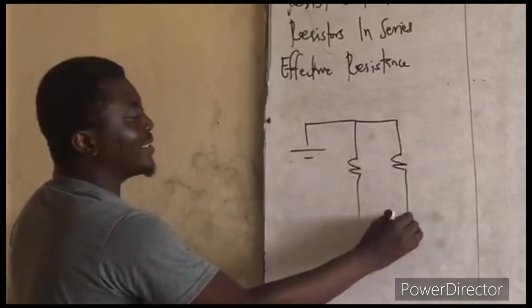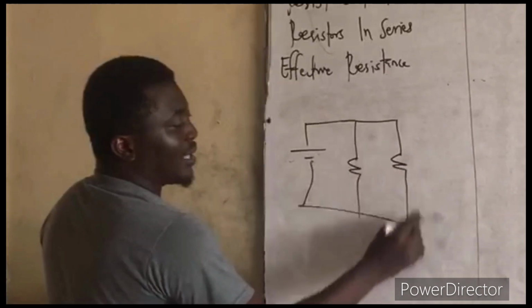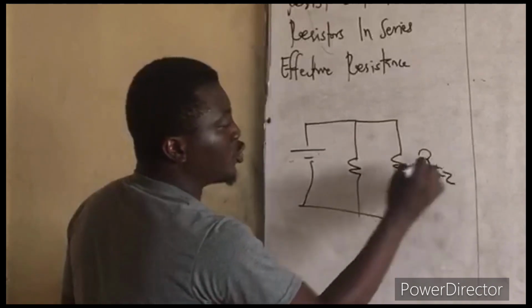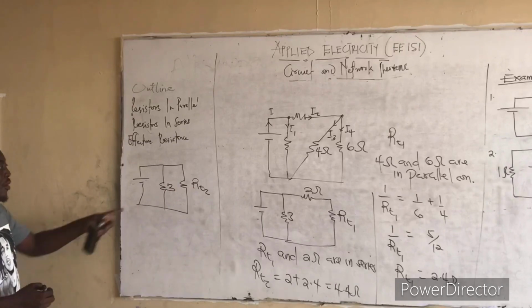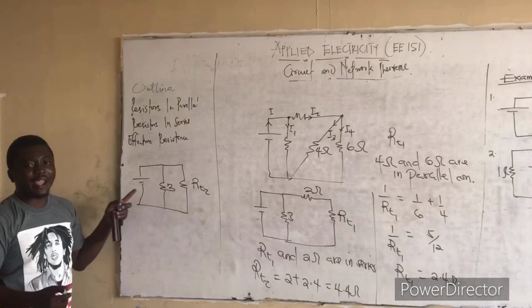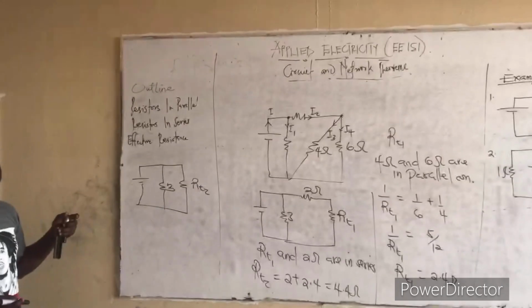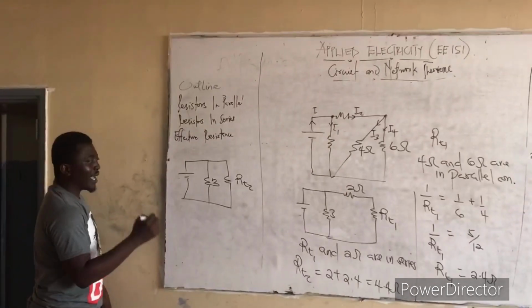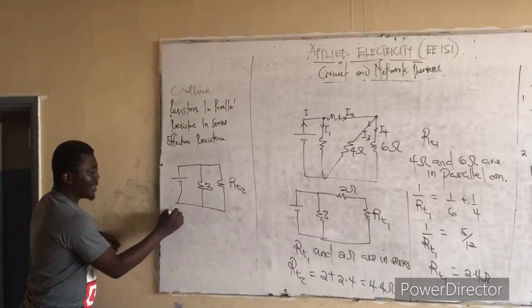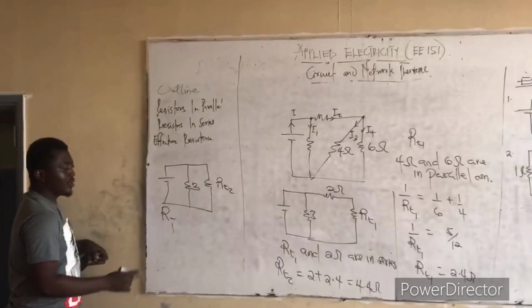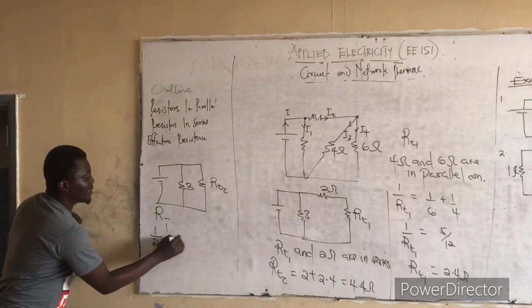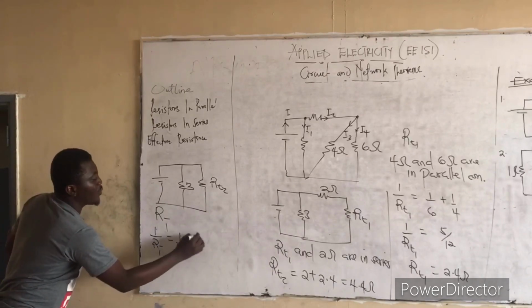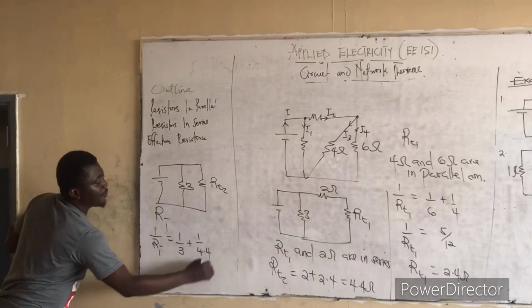So if we merge those two, we are going to end up getting a final circuit like this. Now this is our RT2 and this is our 3. Now what are you seeing? You are seeing that they are in parallel. So if they are in parallel, how do you find the effective resistance? To get the effective resistance, which is now our RT, two resistors in parallel, you get 1 over RT is equal to 1 over 3 plus 1 over 4.4.